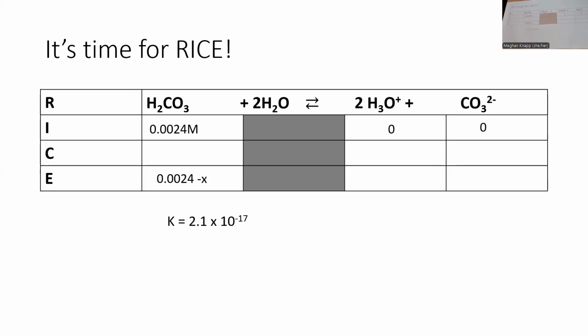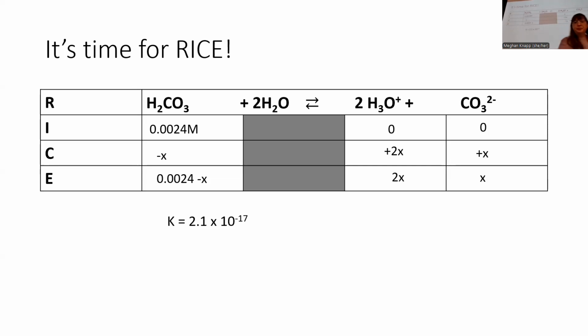Next line is change. What do we do for change? Nickels and dimes? No. X's. We do have a 2 here, so we're going to have to pay attention to that 2. But in this question, we're not being asked about the hydronium, so it's not going to worry us too much. And then our equilibrium line is combining those two.